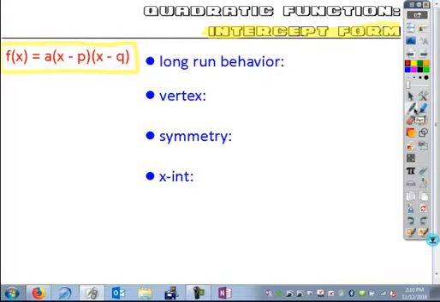Okay, but if your quadratic function is written as factors, your long-run behavior is still based on your leading coefficient. So if a is positive, your graph opens up. If a is negative, your graph opens down.